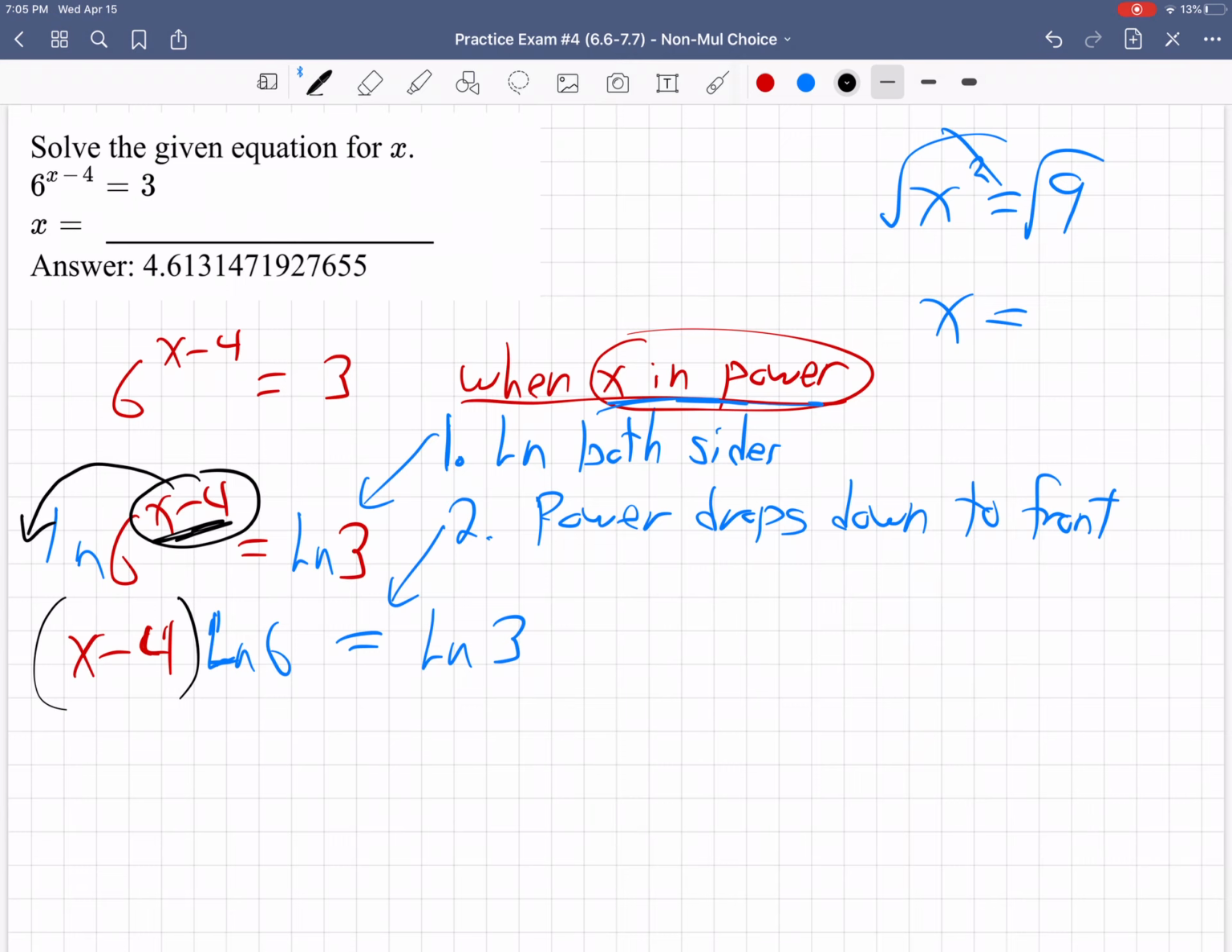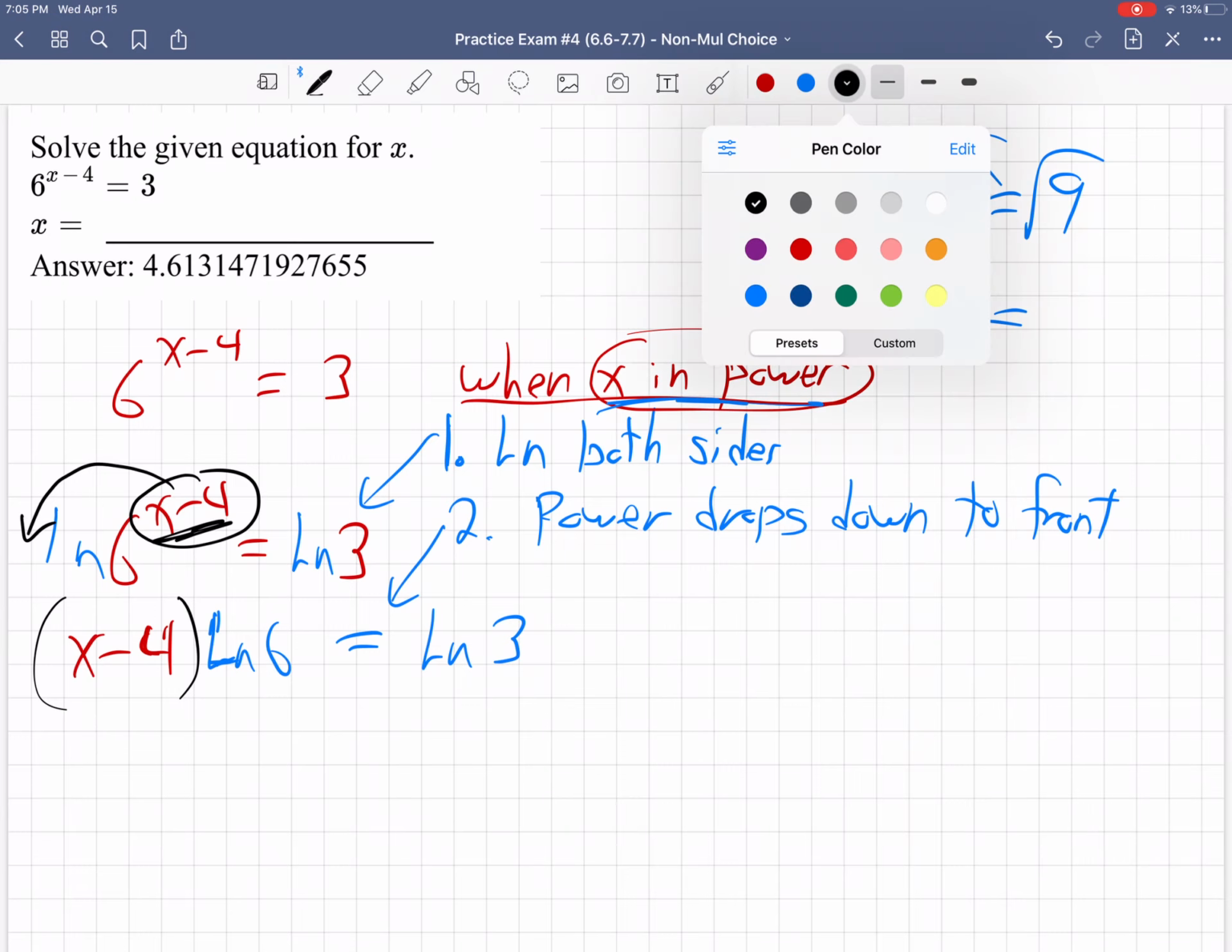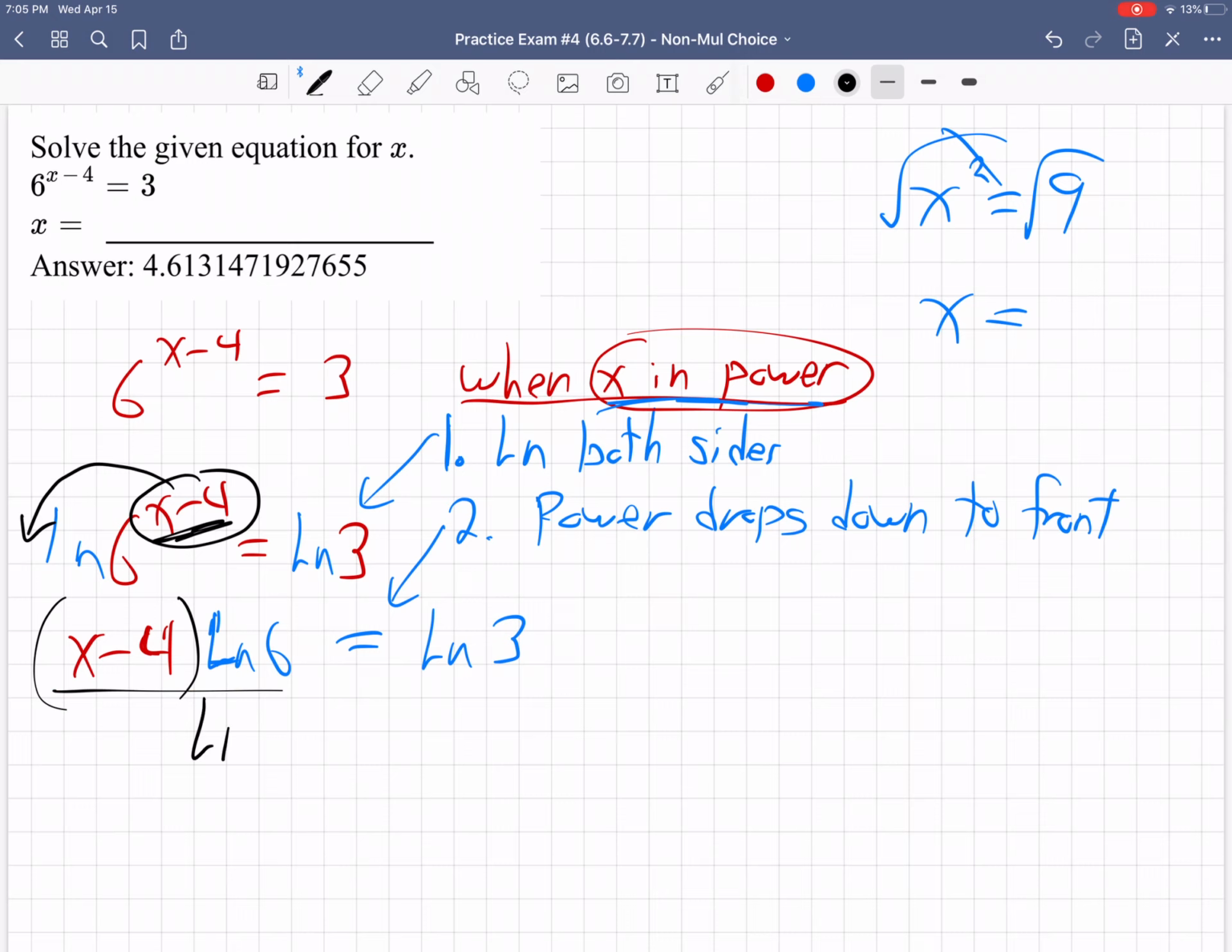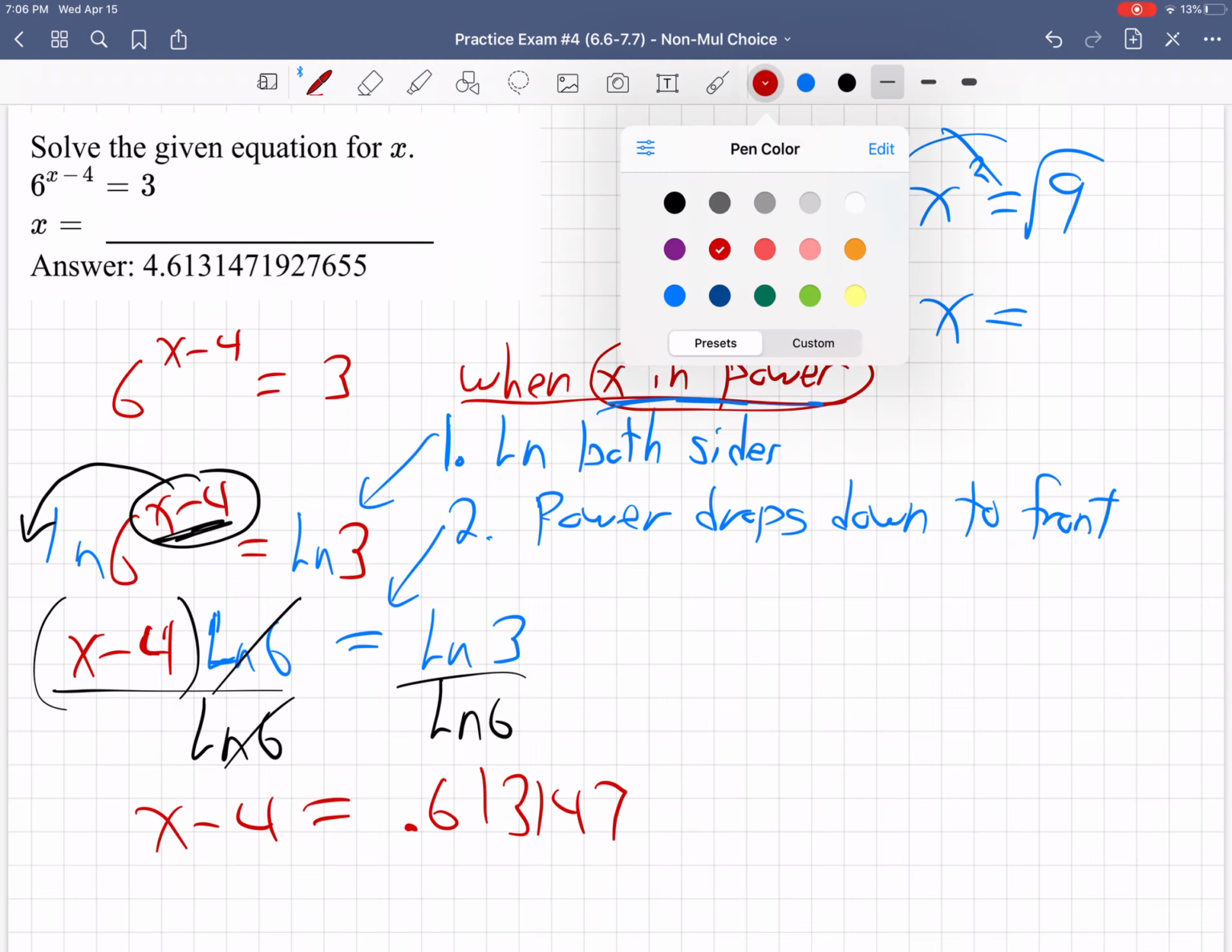Okay, so how do we solve it from here? There's a couple things you could do. You could just divide by the ln of 6 on both sides. That'd work. Just cancel that out from both sides. And use your calculator. I'll do mine now as well. Natural log of 3 divided by the natural log of 6. My calculator is telling me 0.61317. It goes on and on, but you should use a lot of decimals because you're not done with it yet.